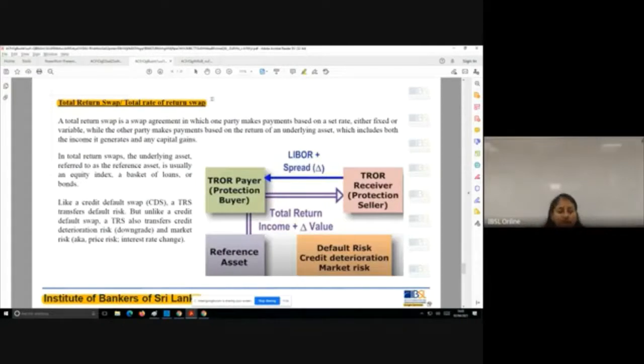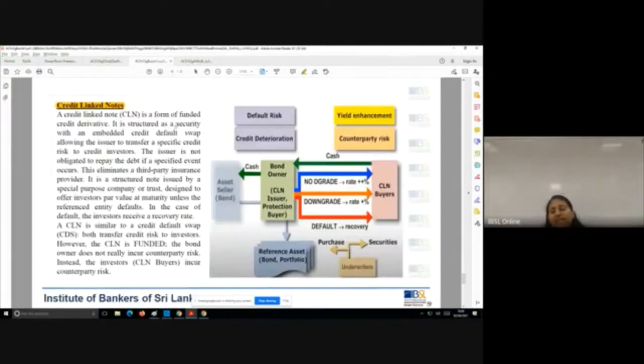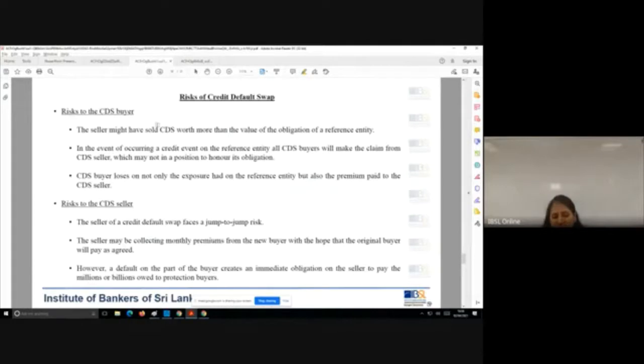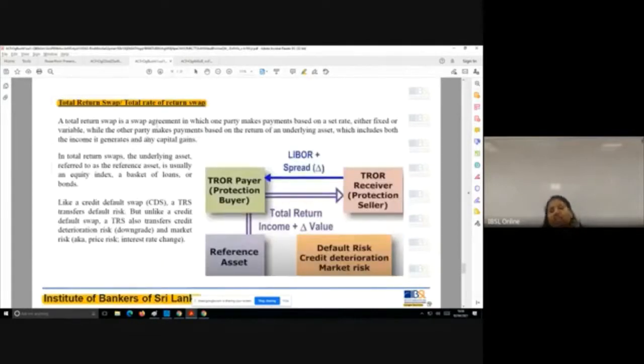What were the other two types that we saw? Total return swap and the credit linked note. Total return swap covered 3 types of risks. In CDS, it covered credit risk. Here, it covers credit risk, in other words, a default risk. It also additionally covers credit deterioration risk and market risk. In addition to that, it covers 2 other risks as well.